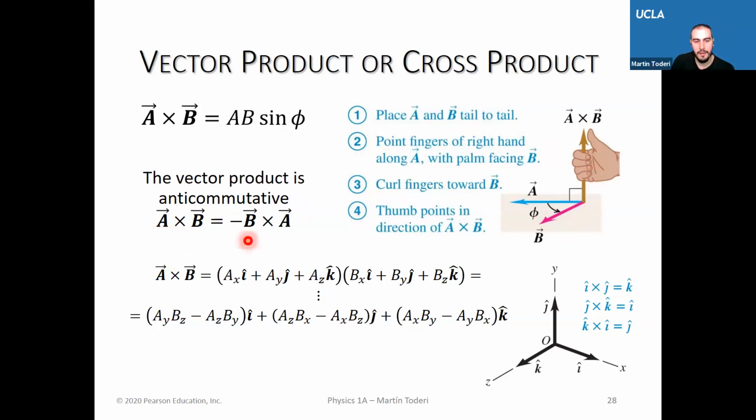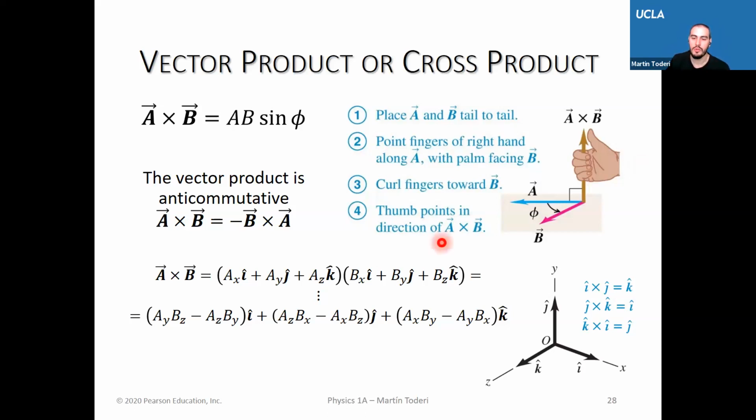But if we do B multiplied by A, now the spanning of our palm will sweep the angle from B to A. So the thumb will be pointing down. So now the direction of the vector will be pointing down. So it will be the opposite, right? So we can say that this is anti-commutative, because A multiplied by B equals minus B multiplied by A. If we do minus B, of course, we're going to have B pointing that other way, right? And if we do minus B times A, it will span the right way, and it will point up.